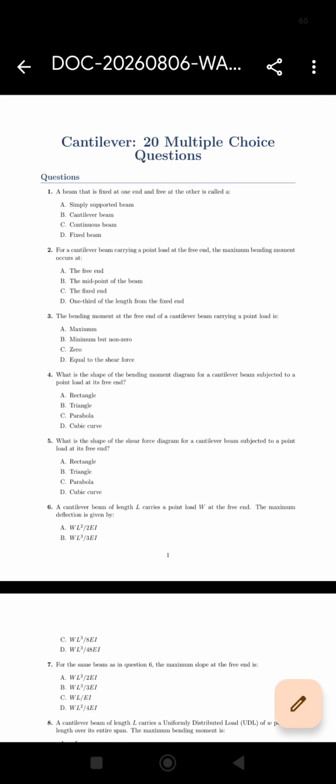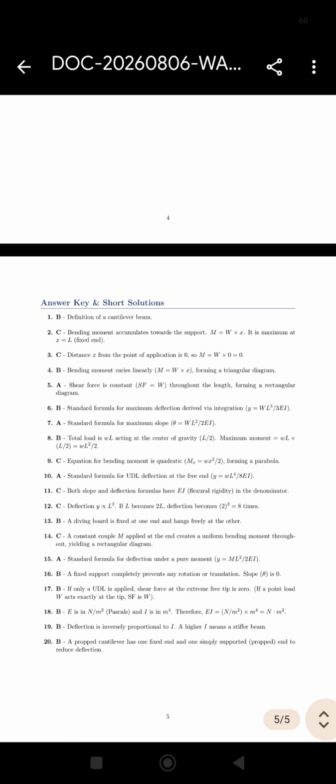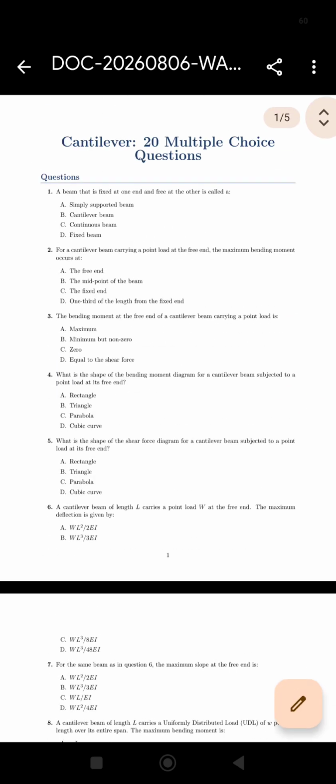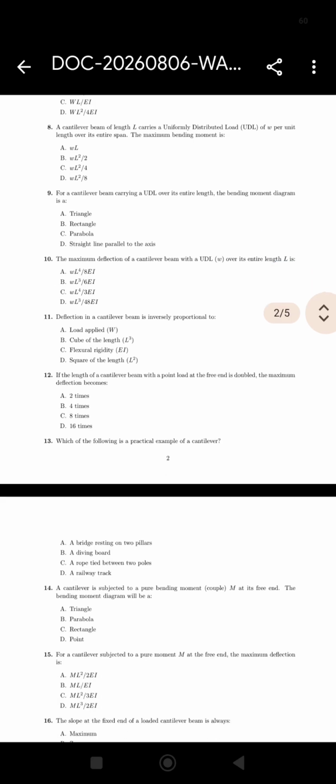The bending moment at the free end of a cantilever beam carrying a point load is 0. What is the shape of the bending moment diagram for a cantilever beam subjected to a point load at its free end? Triangle. What is the shape of the shear force diagram for a cantilever beam subjected to a point load at its free end?